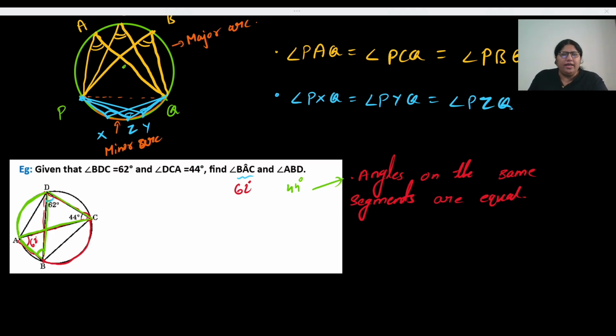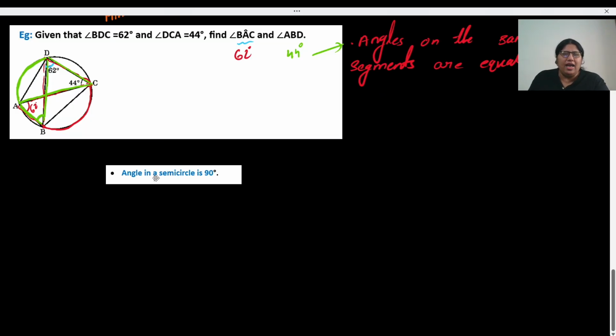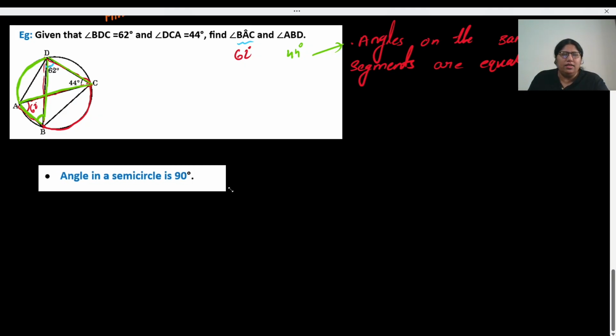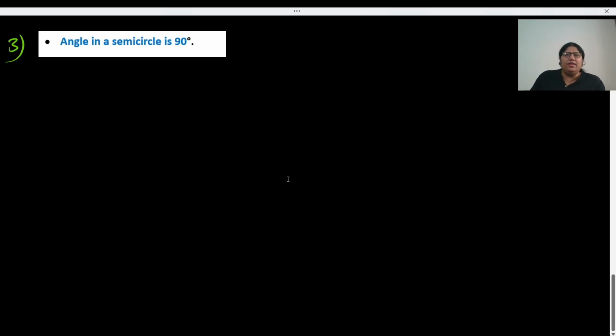So this is the way we use angles on the same segment are equal. Let us go for the next theorem. Our two theorems based on arc properties are done, because we have taken the arc only. This is your theorem 3: angle in a semicircle is always 90 degrees. You have to remember all the theorem statements so that you can use them wherever required.